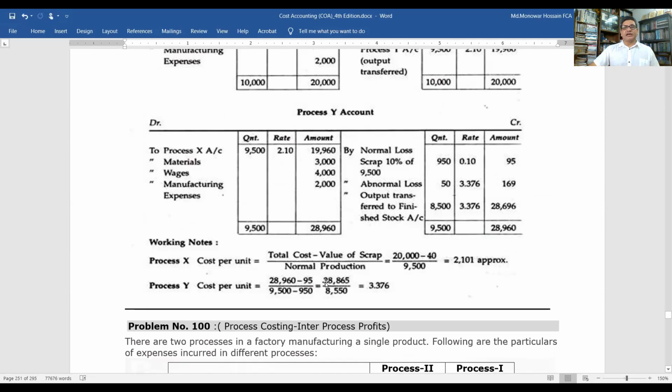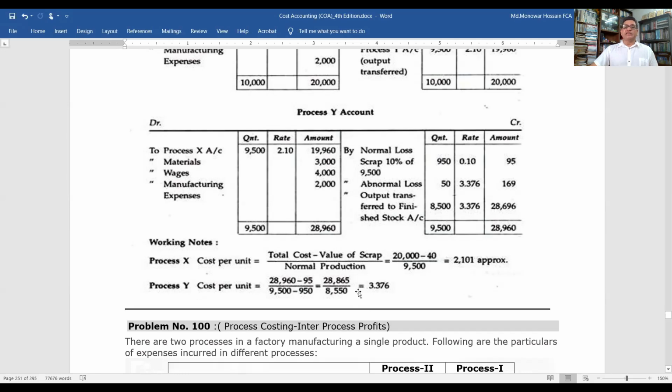28,950 minus 95, then we'll get 28,865, and we divide it by the total output of finished goods, that means good items. So here the output transferred to finished goods is 8,500 units, and within this 8,500 units we have to add abnormal loss here. 9,500 units, if we minus the normal scrap, 10% of 9,500, that is 950, so the total units would be 8,550.